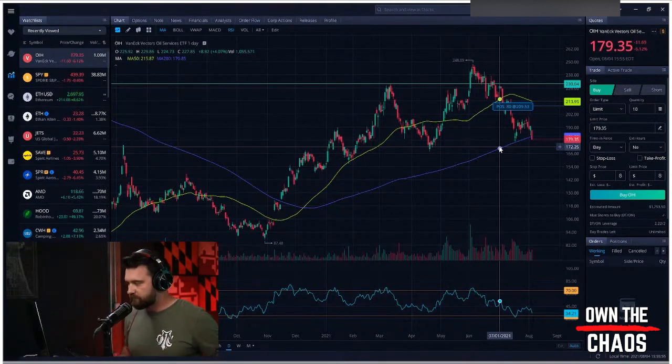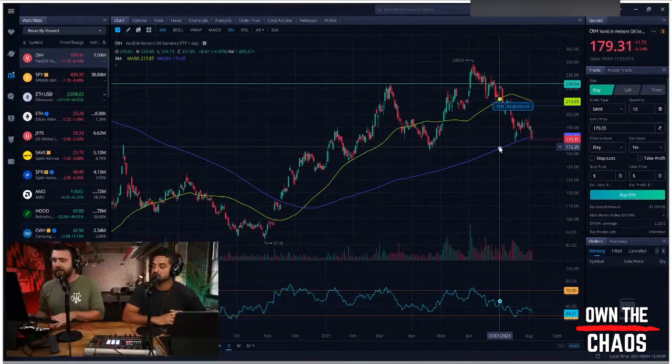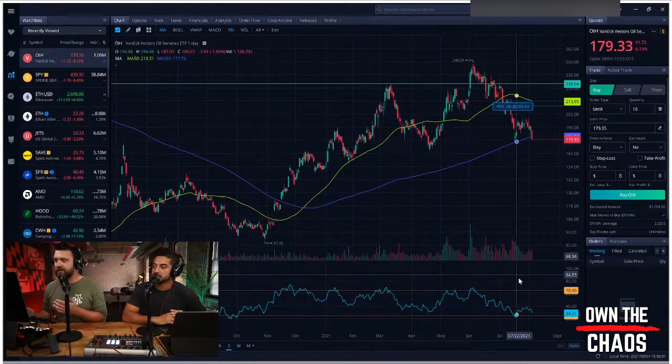And then how do you work in the RSI? So RSI is going to be something that I use to determine oversold and overbought situations. You can also use this as a divergence.